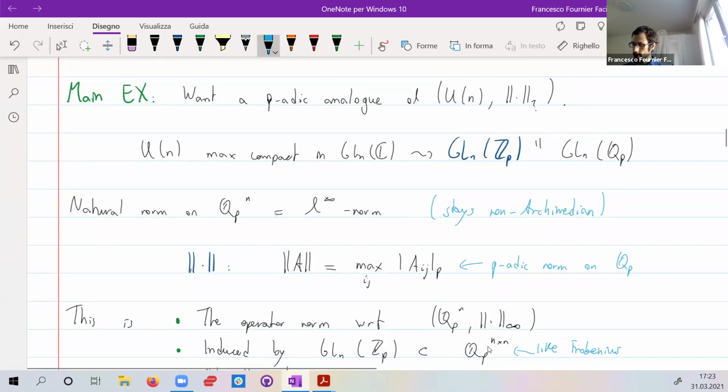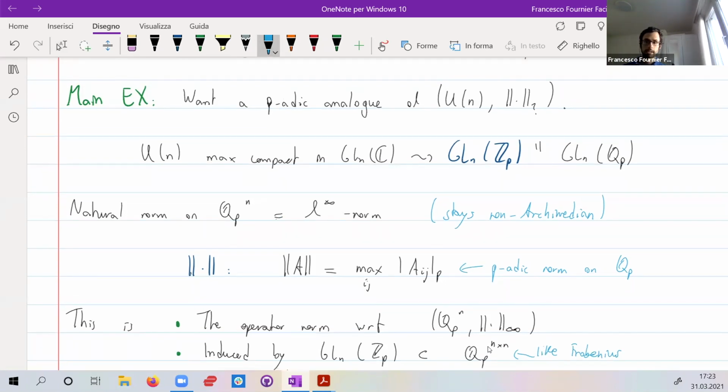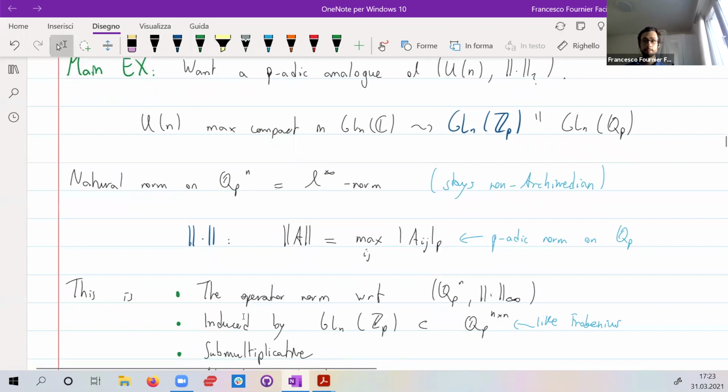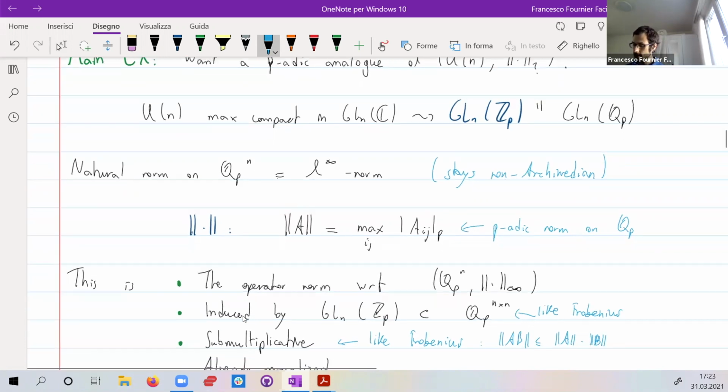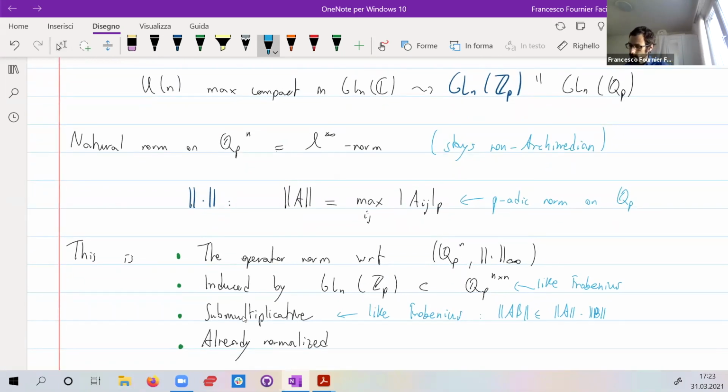Then it has a property that I have not mentioned before, but will come back to later. And if you know the paper of Schildkraut, Glebsky, Lubotzky, and Thom that Andreas Thom talked about a few months ago, then you will know that this is an important property. It is submultiplicative. Okay, so this is like Frobenius again. So this is a desirable property. It means the norm of AB is at most the norm of A times the norm of B. So this is good. And it's already normalized. The identity has norm 1. So this is again like Hilbert-Schmidt.